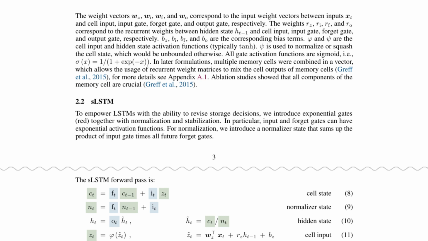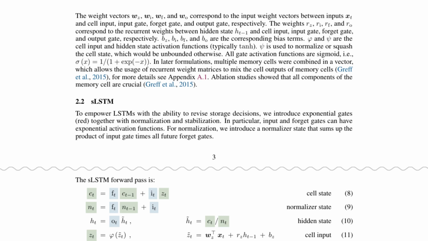minus tau. In later formulations, multiple memory cells were combined in a vector, which allows the usage of recurrent weight matrices to mix the cell outputs of memory cells, Greff et al. 2015. For more details, see Appendix A.1. Ablation studies showed that all components of the memory cell are crucial, Greff et al. 2015.